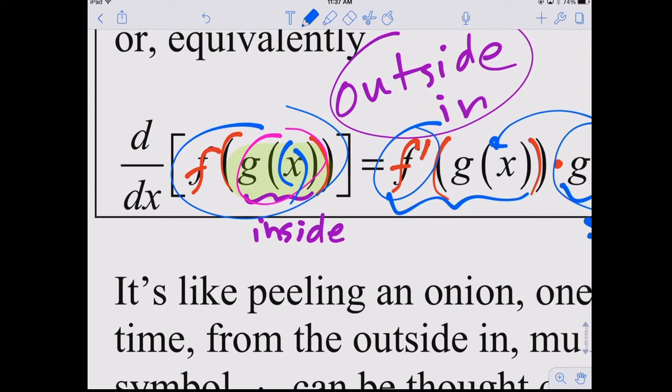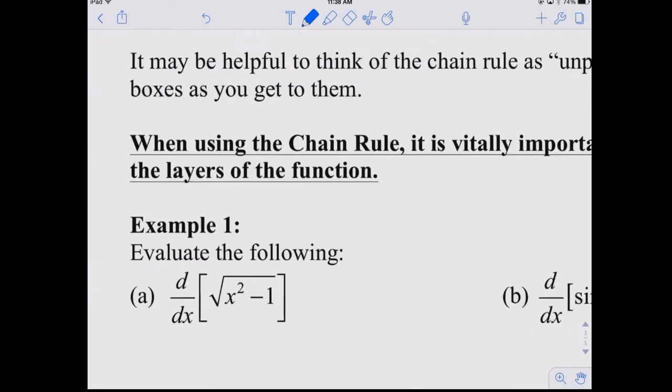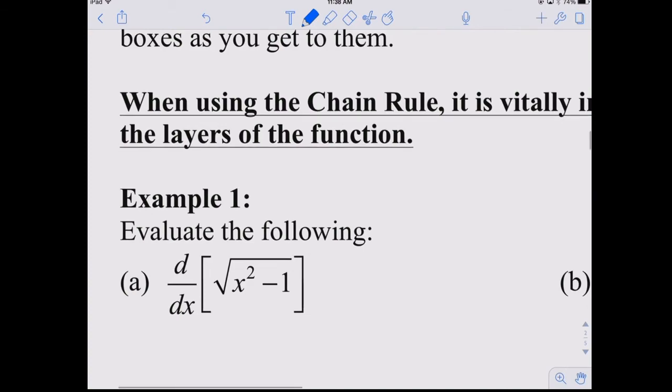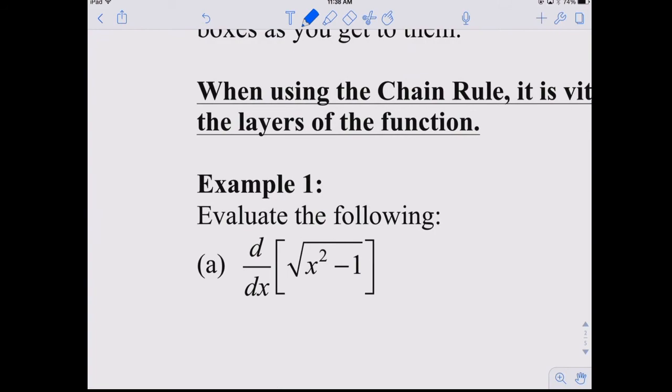Okay? So if you think about the chain rule as unpackaging functions, and you're multiplying by one derivative at a time, and you're just multiplying the results together. It's like peeling an onion, right? Peel one layer at a time. How many of y'all ever peeled an onion? Yeah, you peel an onion, you break it apart, right? Yeah, it's easy, right? They're layers. When using the chain rule, it's vitally important to rewrite if necessary so you can clearly identify the layers.